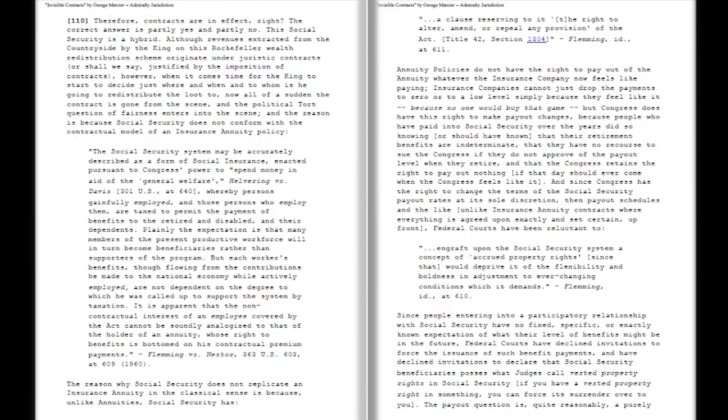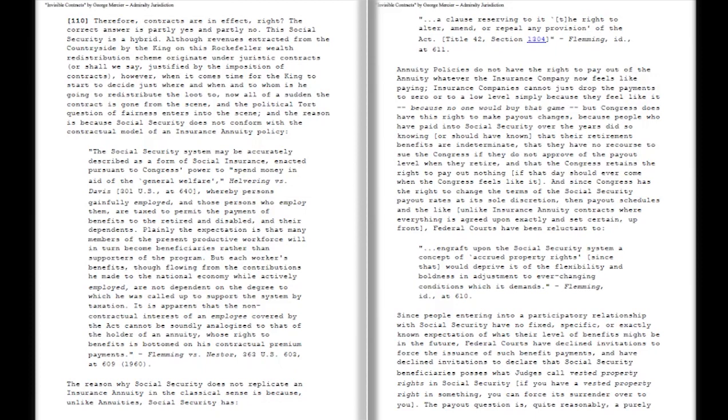And since Congress has the right to change the terms of the Social Security payout rates at its sole discretion, then payout schedules and the like, unlike insurance annuity contracts where everything is agreed upon exactly and set certain up front, federal courts have been reluctant to engraft upon the Social Security system a concept of accrued property rights, since that would deprive it of the flexibility and boldness in adjustment to ever-changing conditions which it demands. Fleming, ibid., at 610.